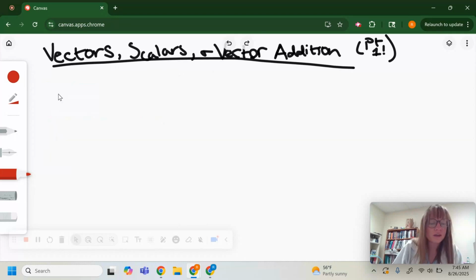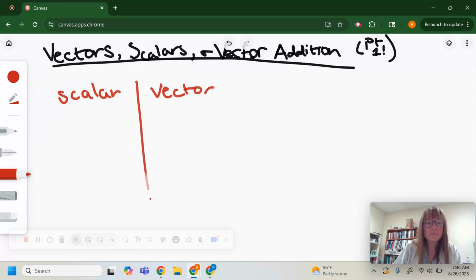Okay. So there are two types of measurements that we can make in physics. One type of measurement is a scalar measurement. And another type of measurement is a vector measurement. A scalar measurement is a measurement that has a size and no direction. A vector measurement is a measurement that has size and direction. An example of a scalar measurement would be something like time.